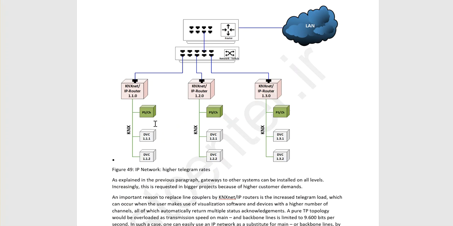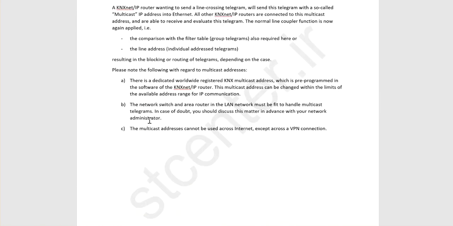Here you can see we can replace the line coupler with an IP router, in different lines and areas, and have KNX based on IP. It's so nice and recommended. So you put a KNX IP router, whose physical address is like a line coupler's, in each area, and then you have your line segments from 1 to 255.